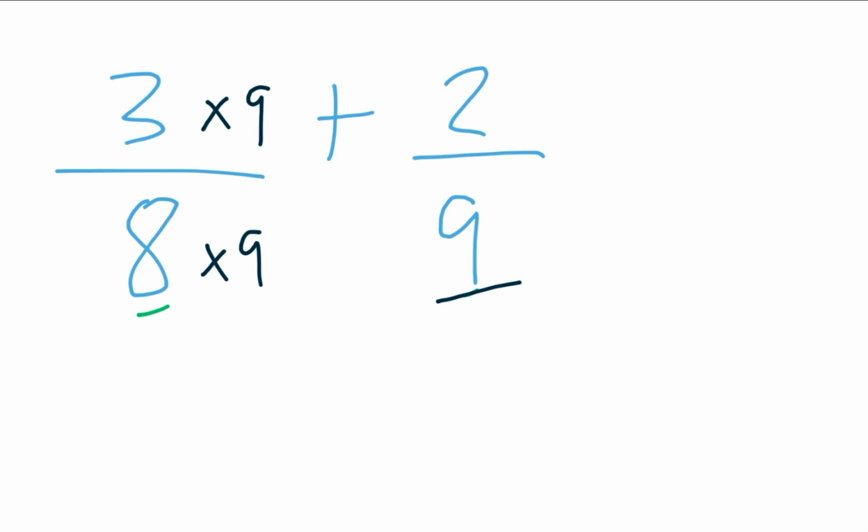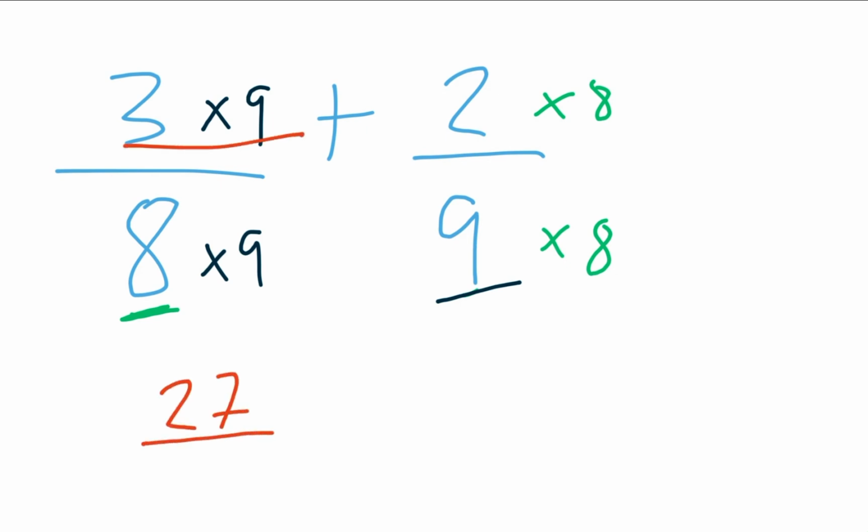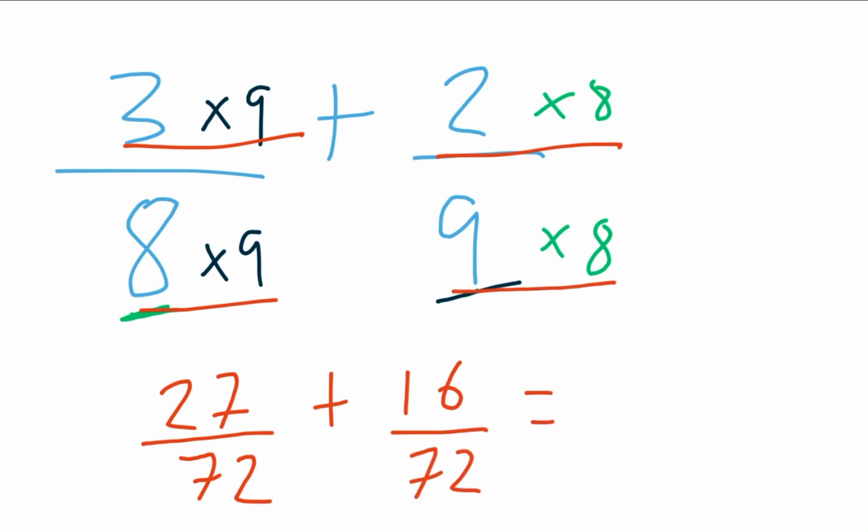And I can then multiply the fraction on the right by the denominator on the left, so times 8, times 8. And if you notice, if we then put it together to give us two new equivalent fractions, 3 times 9 here becomes 27 over 8 times 9, which is 72, plus 2 times 8, which is 16, and 9 times 8, which is 72. The great thing is, the denominators are now the same. Therefore, we keep the denominator the same. We can then add our numerators together, just like we did in the previous examples. So 27 plus 16 is equal to 43. So the answer is 43 over 72.